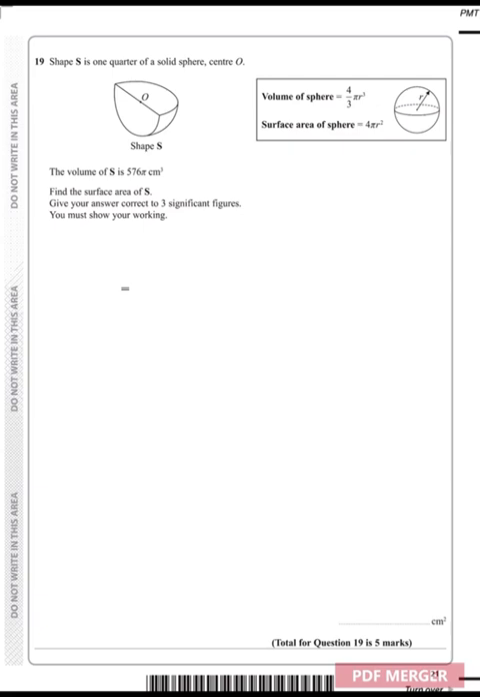Shape S is 1/4 of a solid sphere, center O. The volume of S is 576 pi centimeter cubed. Find the surface area of S. Give your answer correct to 3 significant figures. You must show your working.